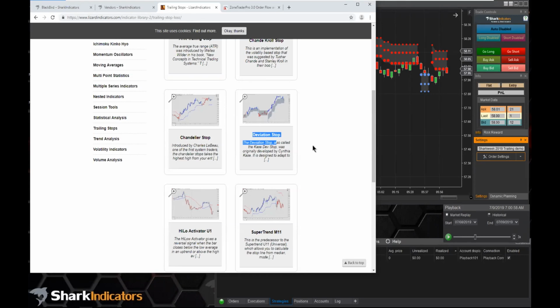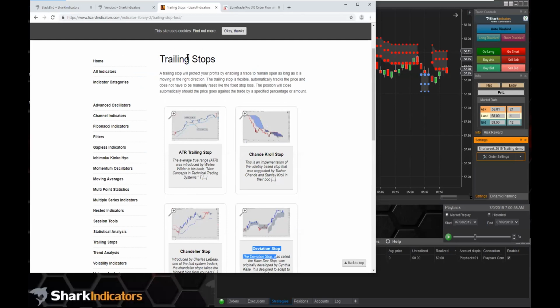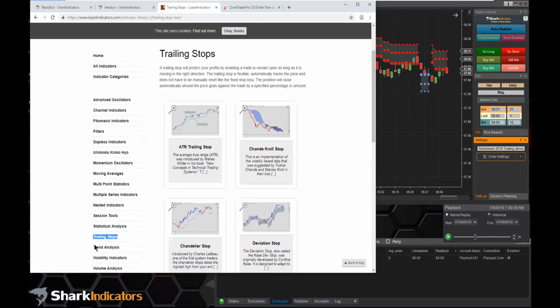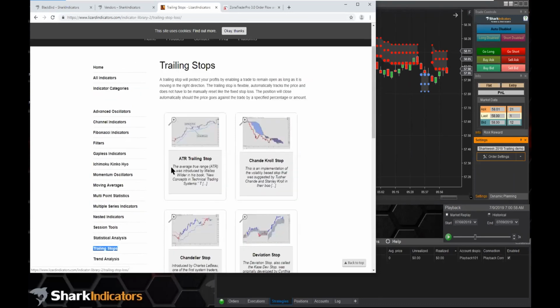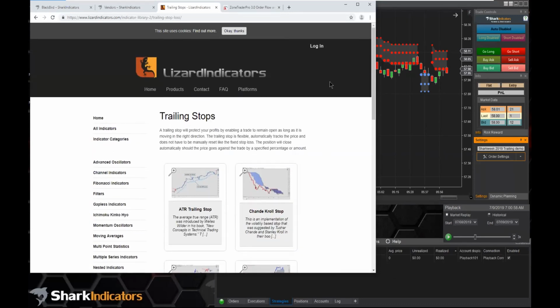I just thought it was a cool little indicator to show, and it made things easy for this demonstration, because it's got 3 different ATR stop lines there. It just made it nice and convenient for a demonstration. It is inside of their trailing stops section, which is down here at the bottom of the list. That's where you'll find it.